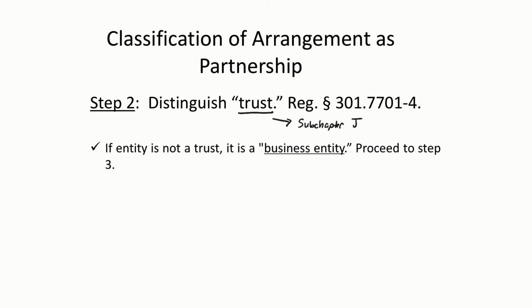Subchapter J of the income tax aspects of the tax law. Okay? They have their own taxation. If the entity is not a trust, we continue, and it's considered a business entity. A business entity. And we go to step 3.